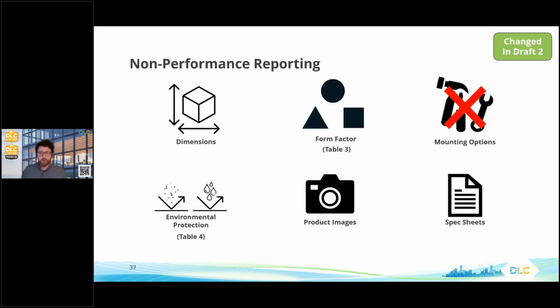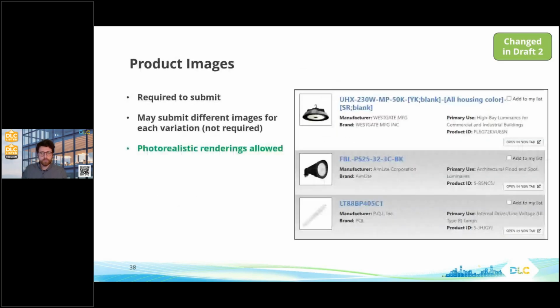We have also kept our requirements for product images and spec sheets, and I will go into more detail in each of these. We have relaxed our requirements for product images in Draft 2. Manufacturers are still required to submit product images, but an important clarification I should make is that a different image may be submitted for each product variation, but manufacturers are not required to do so. A single image may be submitted to represent a product family. This is not a change from Draft 1, but we did receive comments that showed there was some confusion over this requirement. And to reduce burden on the manufacturer for gathering submission materials, Draft 2 proposes to allow photorealistic renderings instead of only photographs.